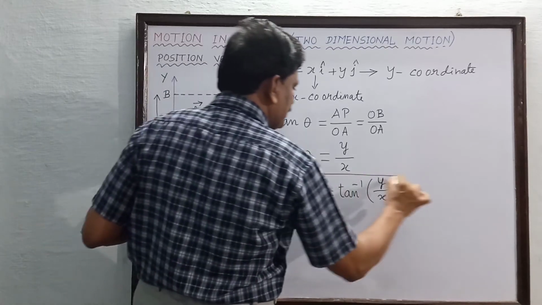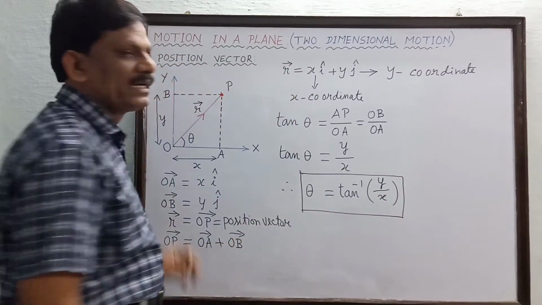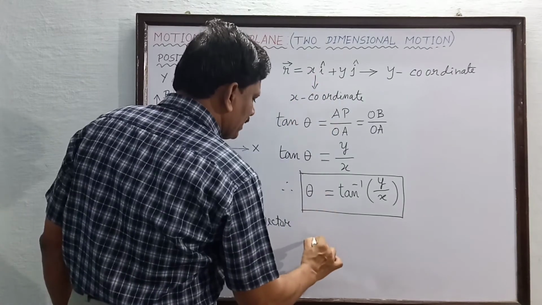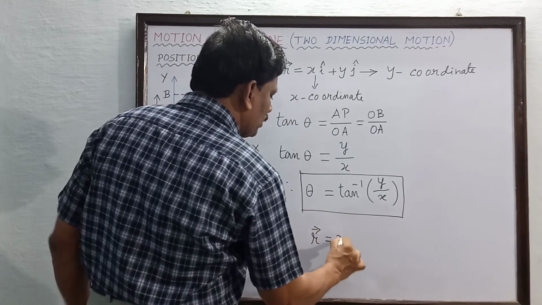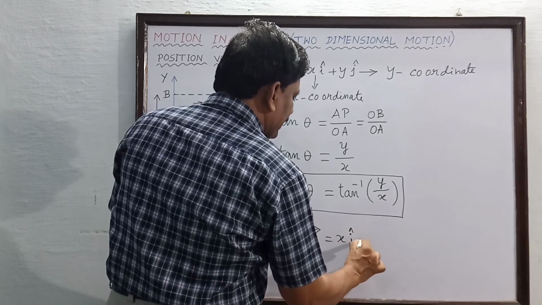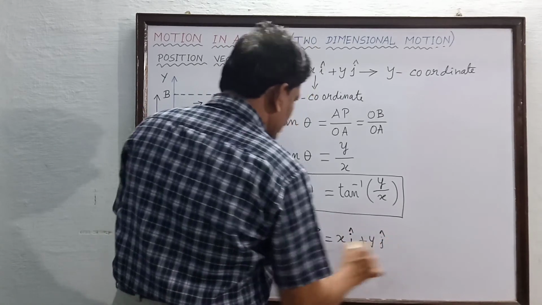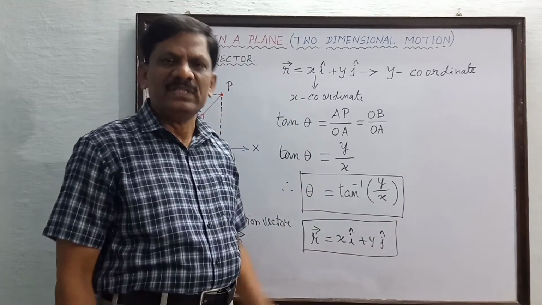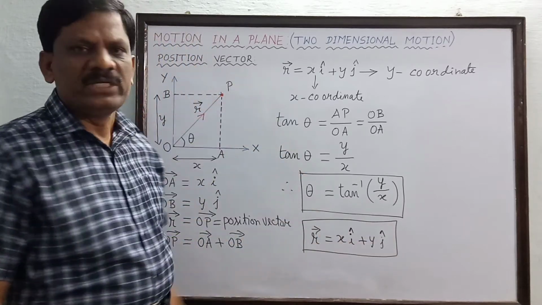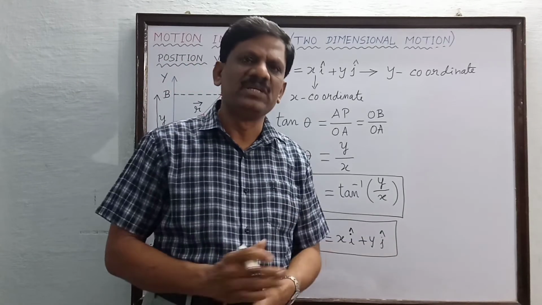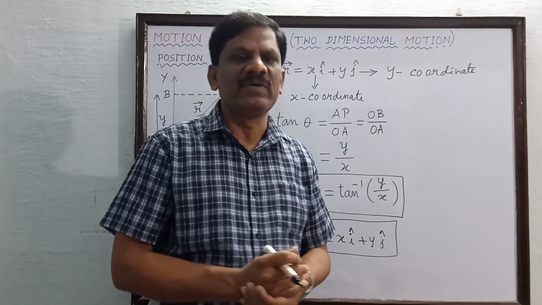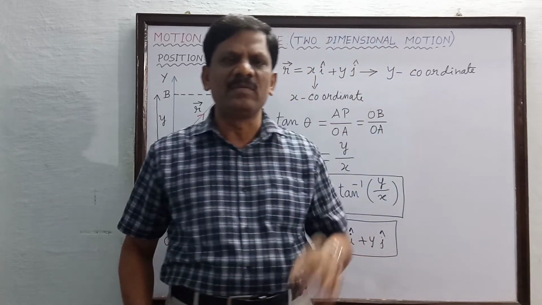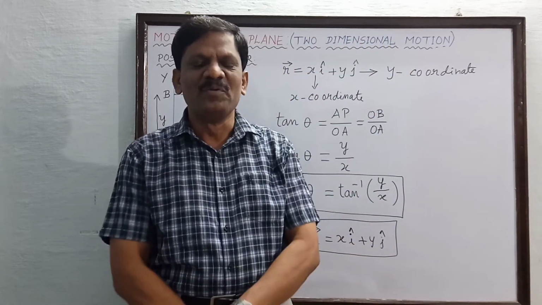So this theta is the angle made by the position vector with the x-axis, and the position vector is given by r vector is equal to x times i cap plus y times j cap. So these two equations are very important with reference to the position vector. So finally, what is the position vector? Position vector is defined as the vector which is directed from the reference point, namely the origin, up to the point where the particle is located. I hope you must have understood. Fine.